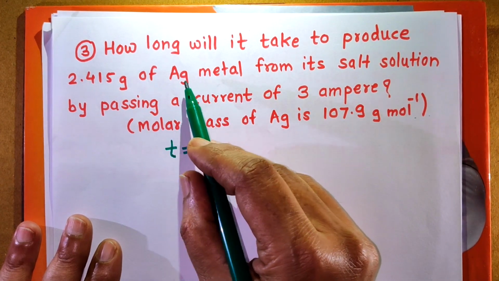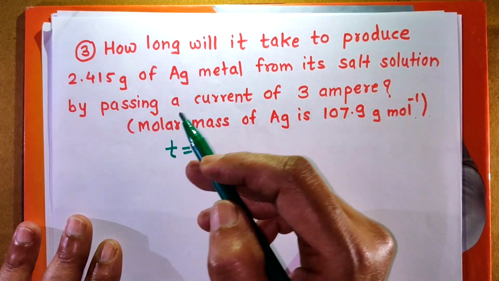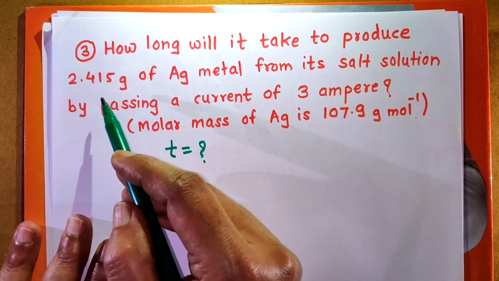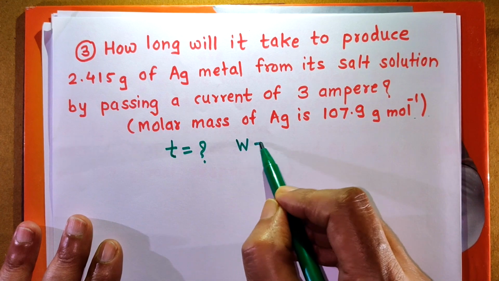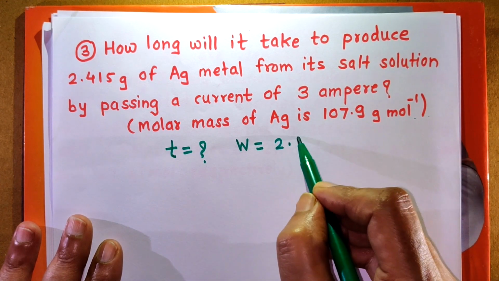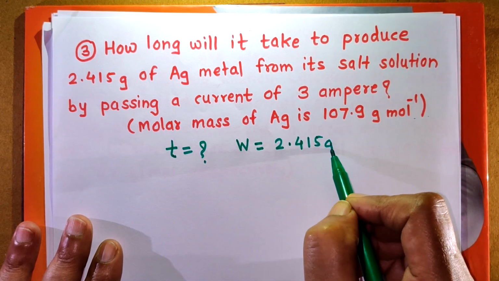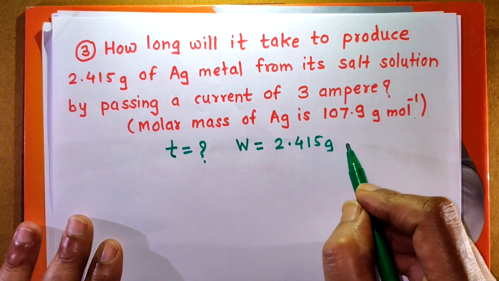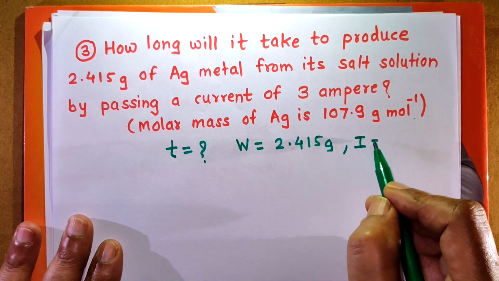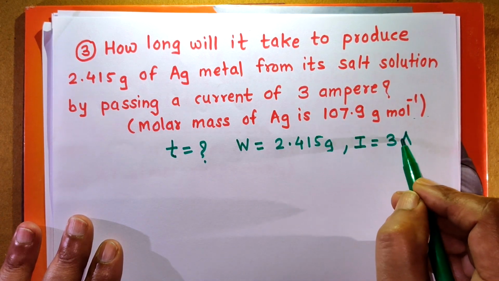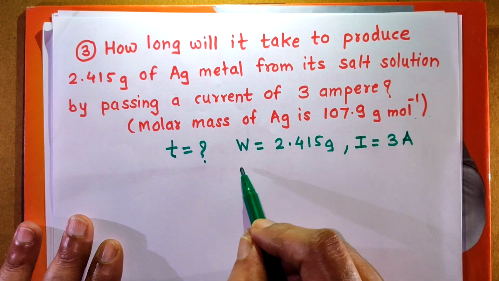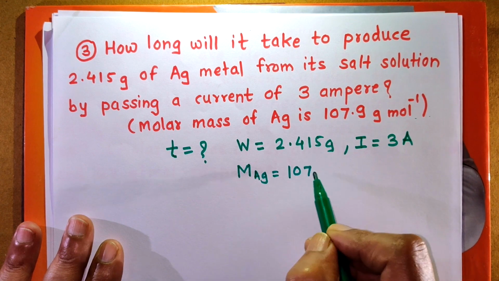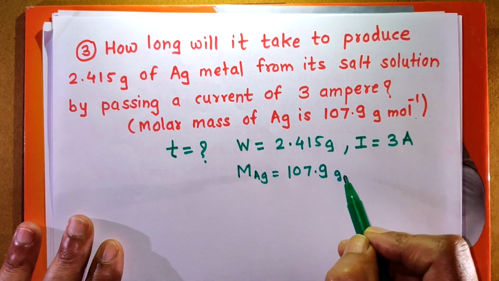Take the electrolyte containing Ag metal. For example, suppose AgCl is taken and electrolysis of AgCl is carried out, and at the cathode the mass of Ag deposited is 2.415 gram. Now, by passing a current of 3 ampere, that is current I is given, which is equal to 3 ampere. Again, molar mass is given. Molar mass of Ag is equal to 107.9 gram per mole.